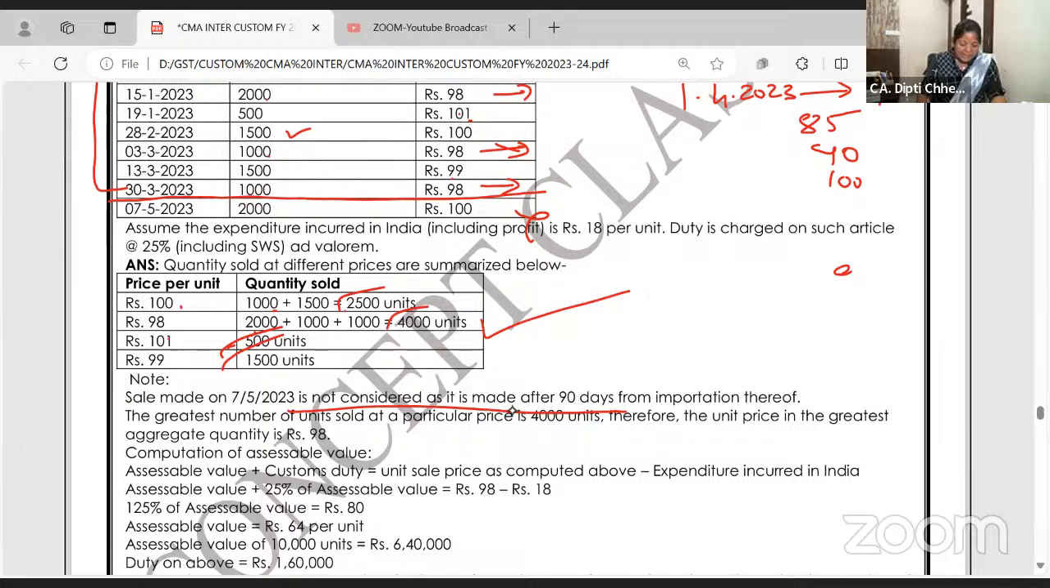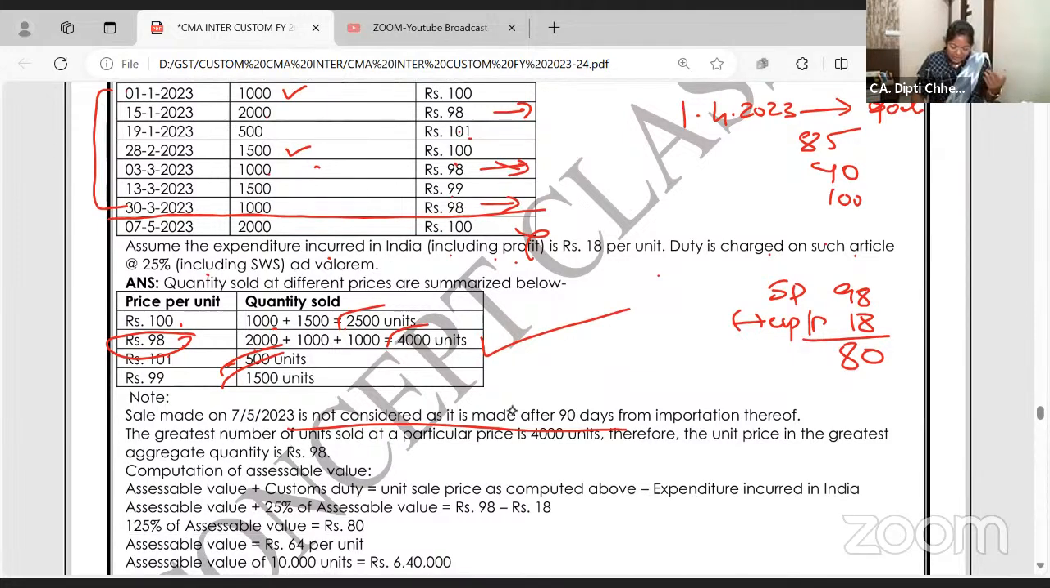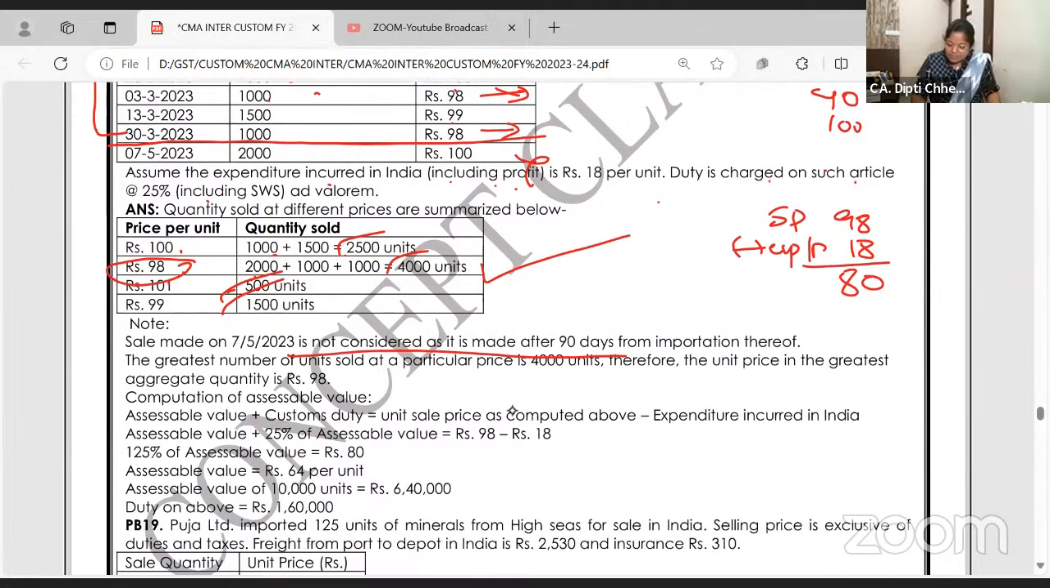So we will take 98 as the final selling price. Highest quantity I have imported and sold at 98. So 98 we will take. Assuming expenditure incurred in India, including profit, is 18, reverse. Selling price minus expense minus profit, 80. Duty is charged on such article at 25%, including social welfare surcharge. Okay? So don't charge directly 25. This will be 125. I hope you are getting, we are going reverse.